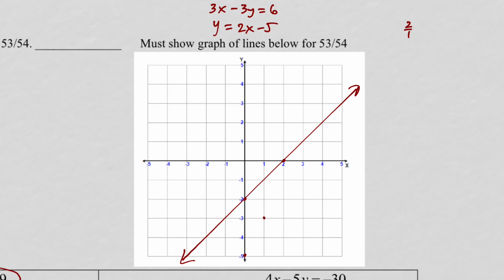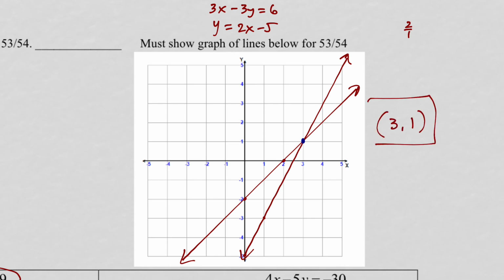Okay, now I'm going to graph this. And I'll put an arrow down on either side. And their point of intersection is right here, which is the point 3 in the x and 1 in the y. So as an ordered pair, we write it like this. And that's the solution for that one.